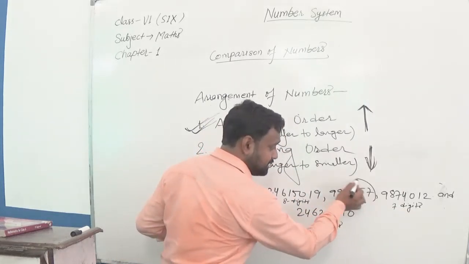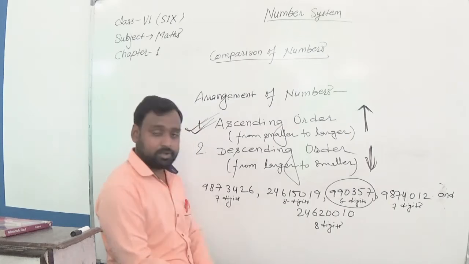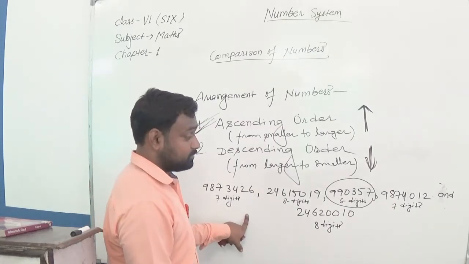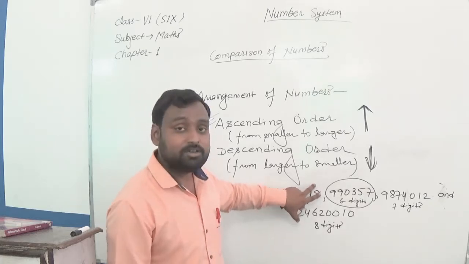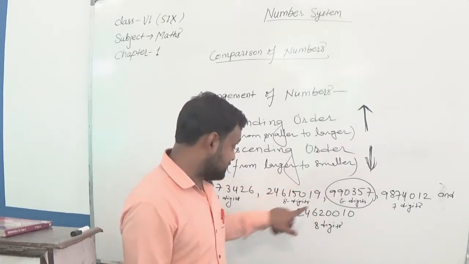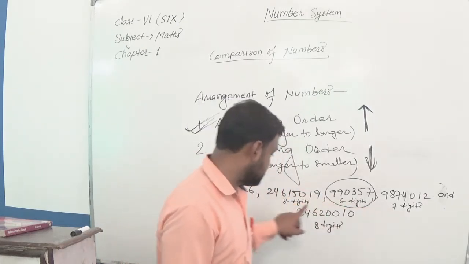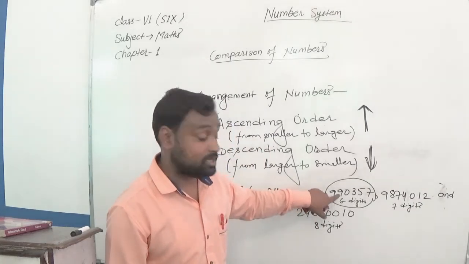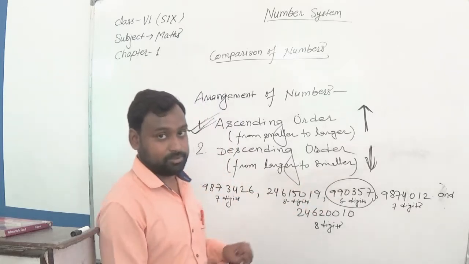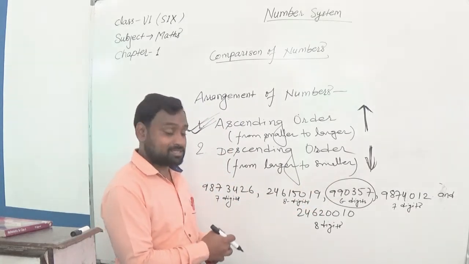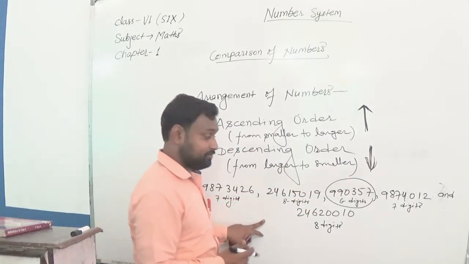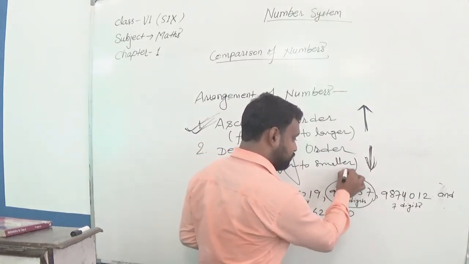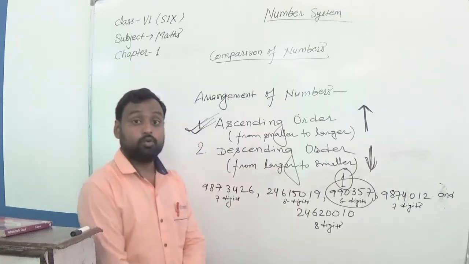This is the 6 digit number. It means what? It will be the smallest among these 5 numbers, as the others are of 7 digits and 8 digits, and this is of 6 digits. It is the smallest number of these 5 numbers. That's why we mark over here 1.